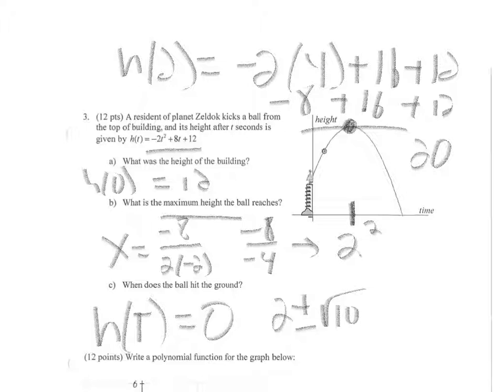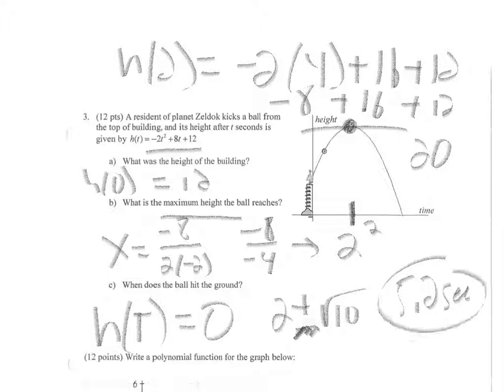I'm going to ignore the negative because I only want positive time. So 2 plus the square root of 10 is, let's see, about 5.2 seconds.